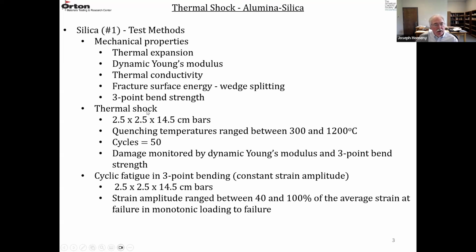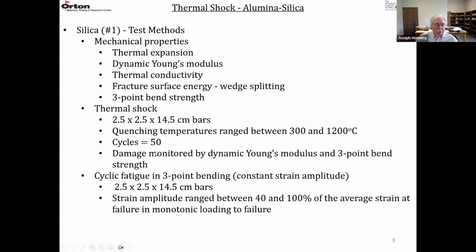So for the thermal shock test, they used bars that were 2.5 by 2.5 by 14.5 centimeters. That's the normal size for a thermal shock test. And they quenched from 1200 down to 300. And they didn't quench from 1200 down to room temperature. They used this temperature range because they said it is more realistic in an application. It's more severe to take it from 1200 all the way down to room temperature. So they said this is more realistic. So that's their quenching range, maximum 50 cycles.